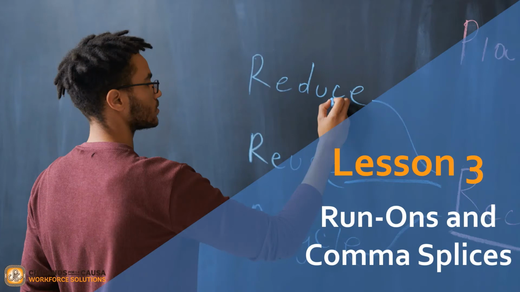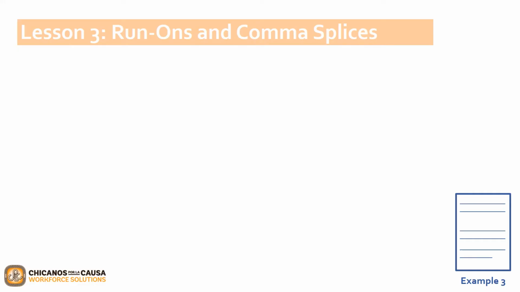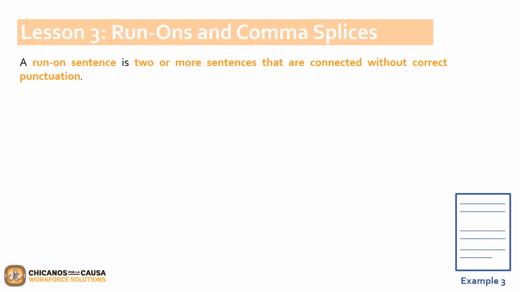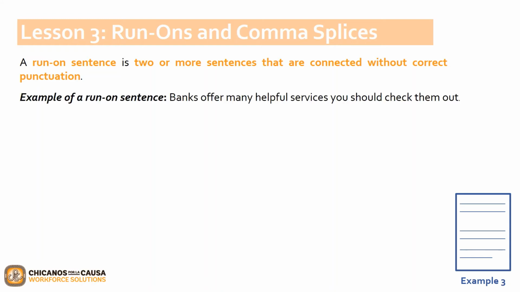We are now moving on to lesson 3, run-ons and comma splices. There are two errors that people generally make when they write. The first type of error is called a run-on. A run-on sentence is two or more sentences that are connected without correct punctuation. An example of a run-on sentence would be, banks offer many helpful services, you should check them out.